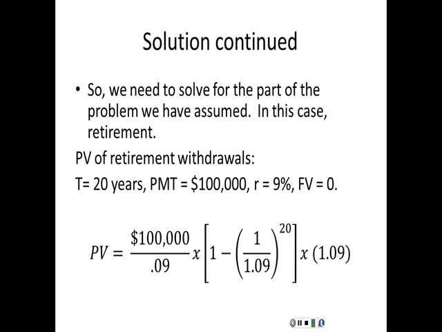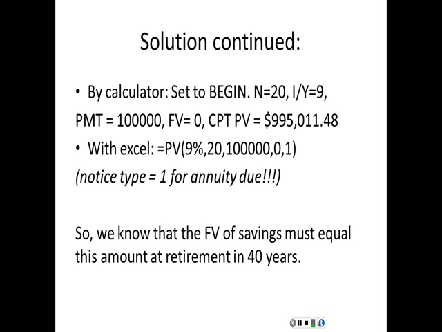So here's our by hand formula. Keep in mind on a calculator we need to set it to begin. We plug in 20 years, 9% interest, $100,000 payment, compute the present value. So we only require $995,011.48. Now I put the Excel formula in below just to show you how you could do this on a spreadsheet.